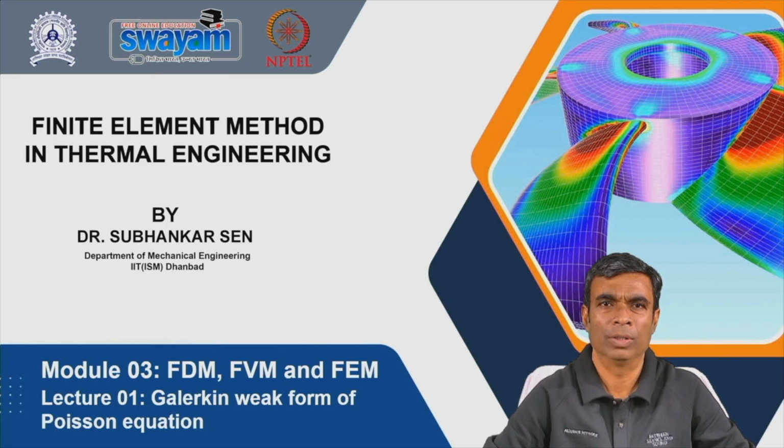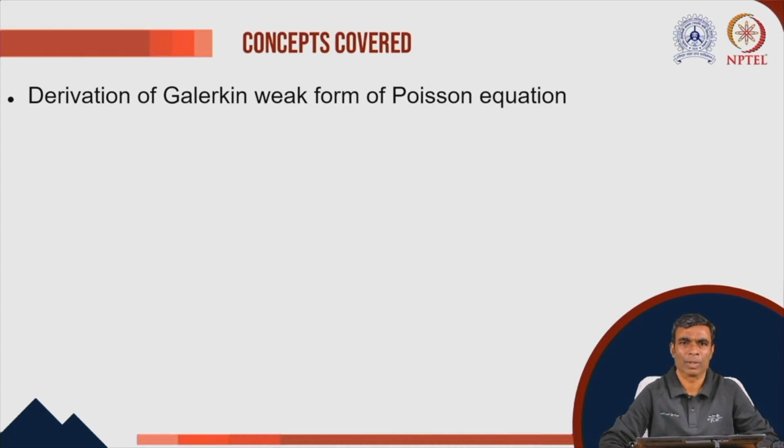This is the first lecture of the third module of the 12-week SWAYAM NPTEL course, Finite Element Method in Thermal Engineering. In today's lecture, we shall first derive the Galerkin weak form of Poisson equation of heat conduction in vector form, and subsequently we shall find the element level matrix equation system with the consideration of all types of boundary conditions that we address in a heat conduction problem. The boundary conditions that we have considered belong to the essential, natural, convective as well as radiative boundary conditions.